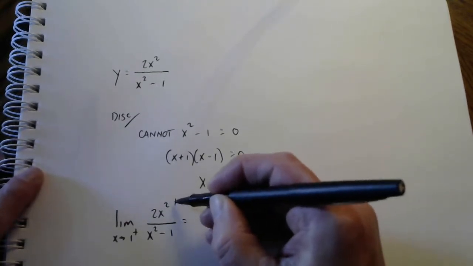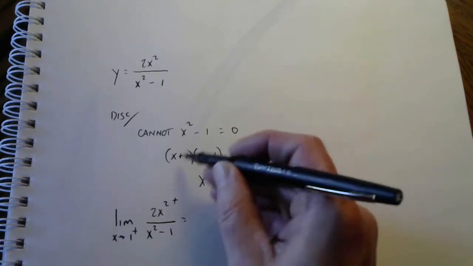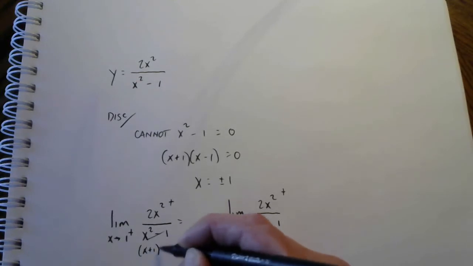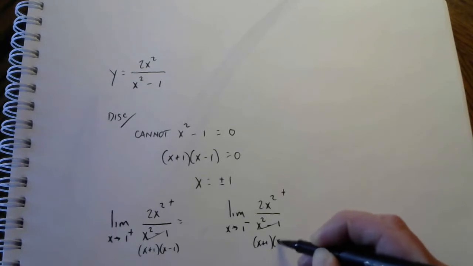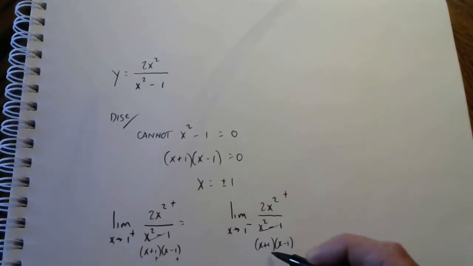So clearly these numerators are positive. Squares are always positive. So if I take something at left, I'm going to use the factored version of the denominator. It'll make this analysis easier. So one right gives me positive and positive. One left gives me positive and negative.